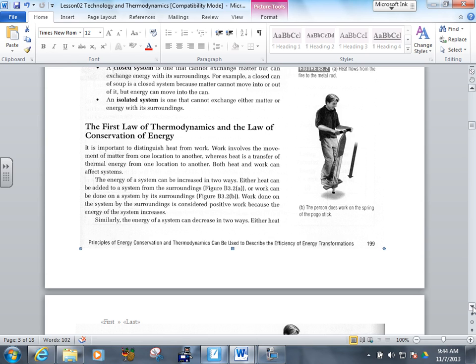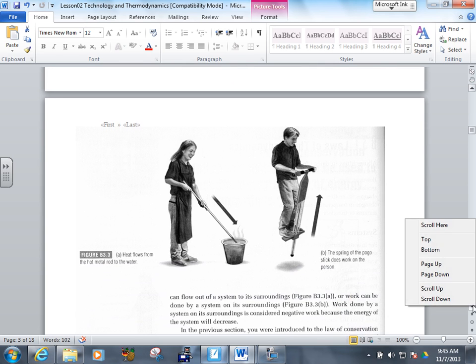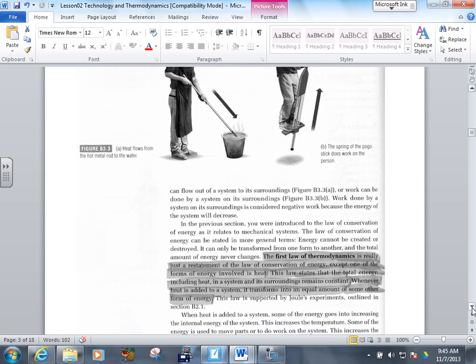So the energy of a system can decrease in two ways. If I have a system and its energy decreases, I've either lost energy to the surroundings or my system has done work on something else. Work is a transfer or a change of energy. So whenever you do work on something, you lose energy.